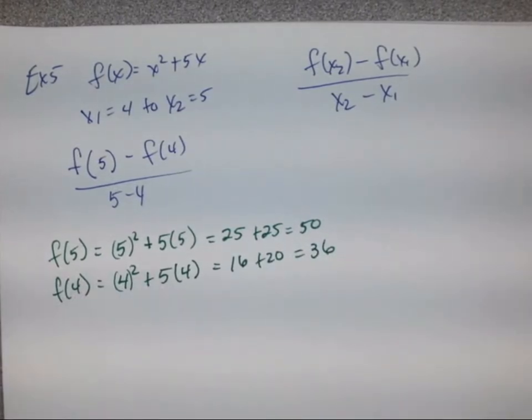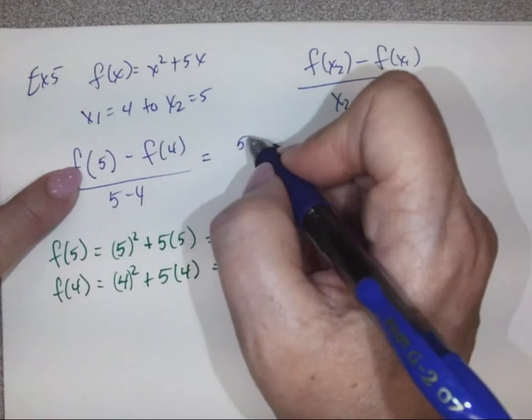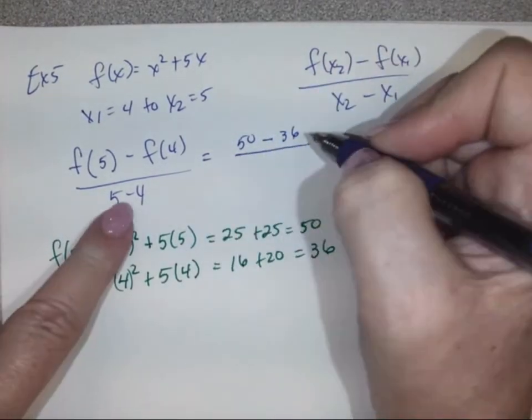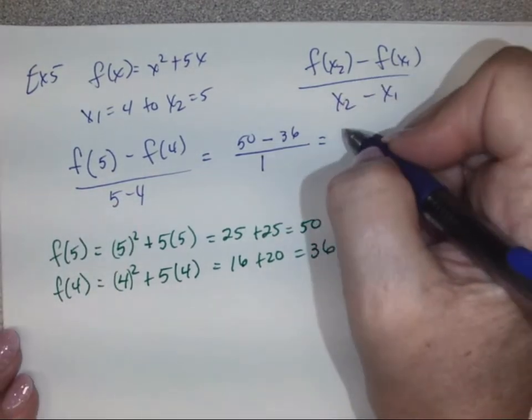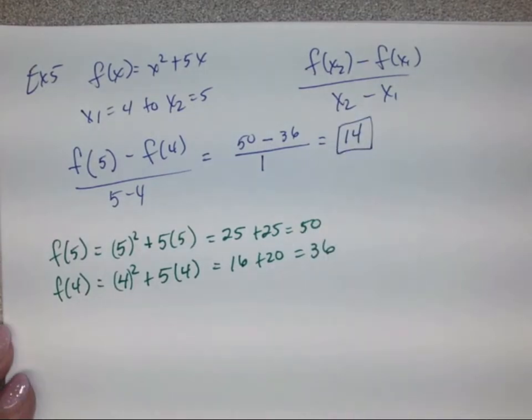So now we can take those numbers and come back up here. So f at 5 was equal to 50 minus f at 4 is 36, over 5 minus 4 is 1. 50 minus 36 will get us 14. And that would be your answer.